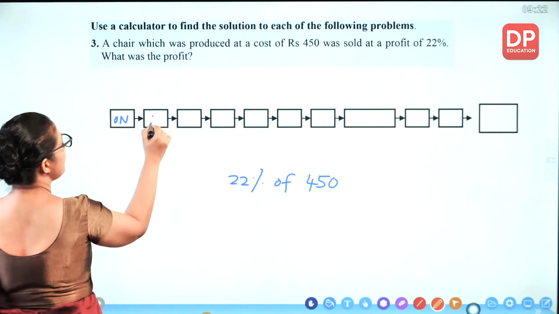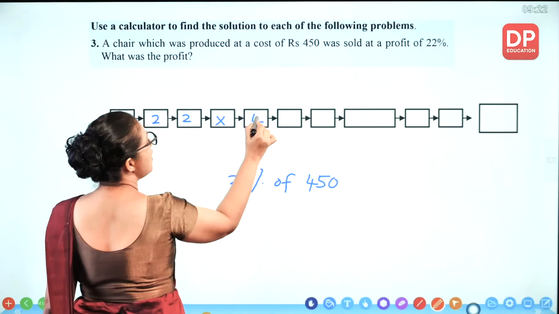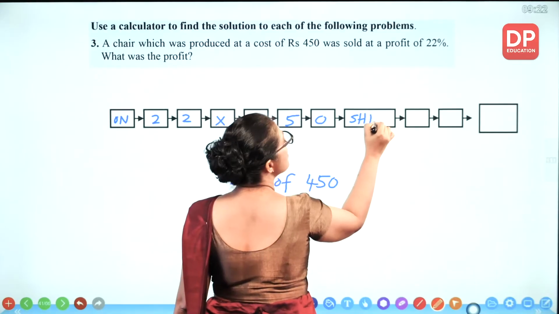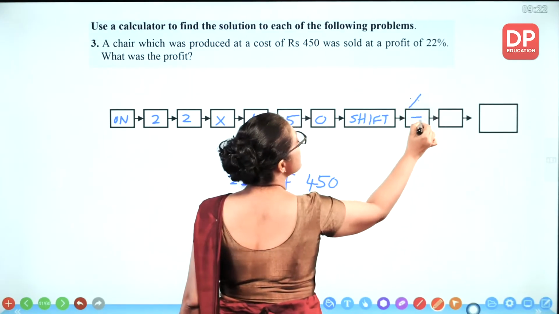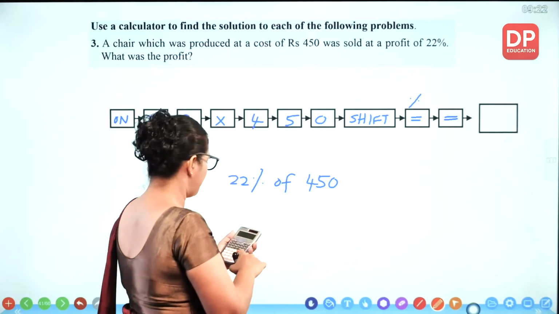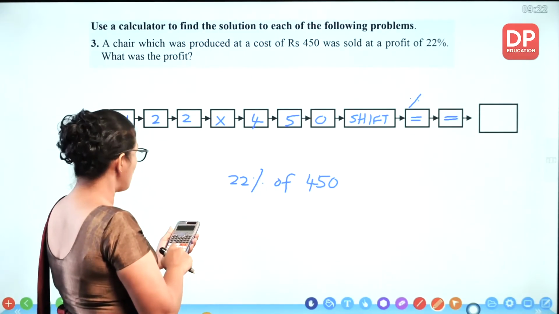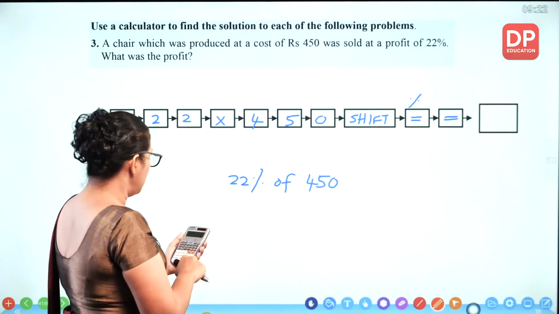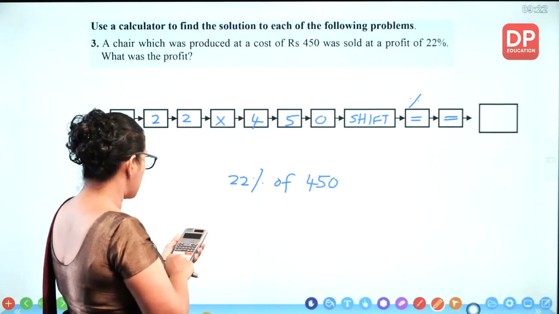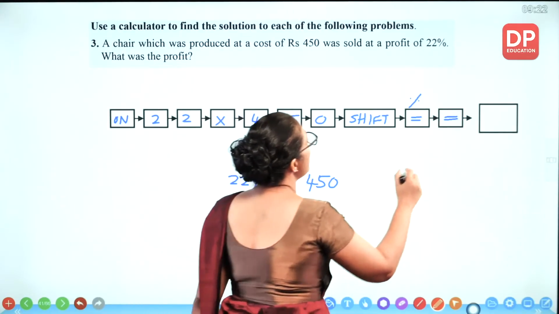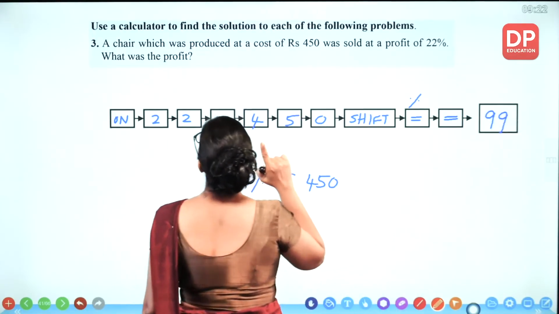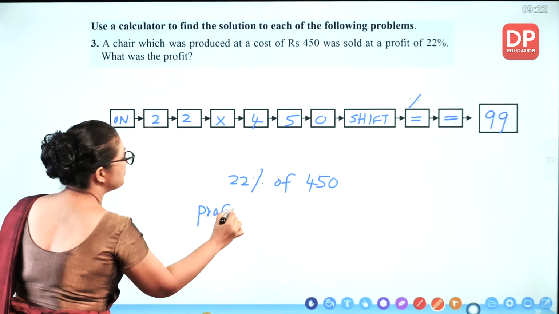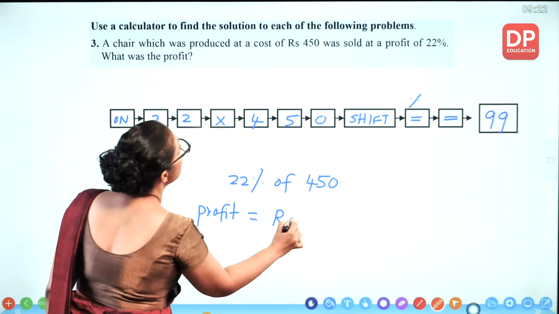On, 22 multiplied by 450 and the percentage sign. Shift with percentage sign. 22 times 450. As a percentage, you get 99. So in this one, the profit is equal to 99 rupees.